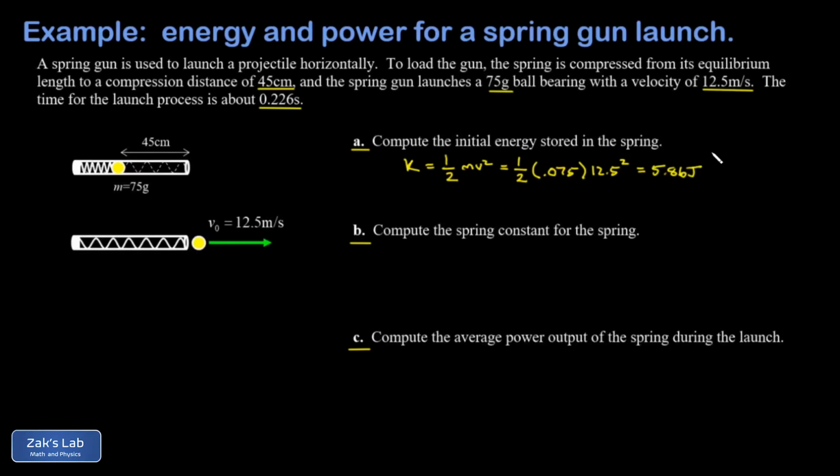And of course, that energy came from the spring decompressing. So the initial energy stored in the spring is the exact same 5.86 joules. And there's the answer to part A.